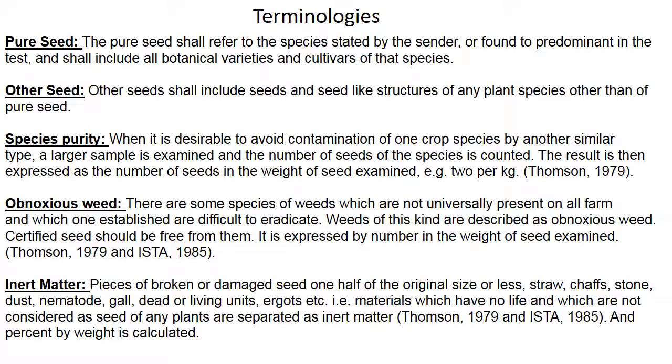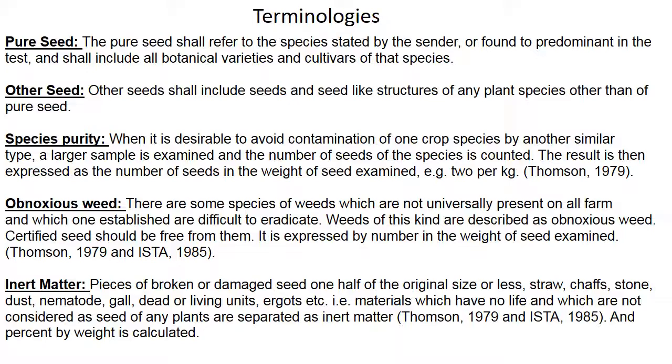Obnoxious weed. There are some species of weeds which are not universally present on all farms and which when established are difficult to eradicate. Weeds of this kind are described as noxious or obnoxious weeds. Certified seed should be free from them. It is expressed by number in the weight of seed examined.